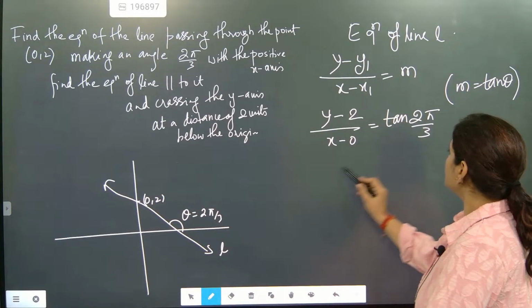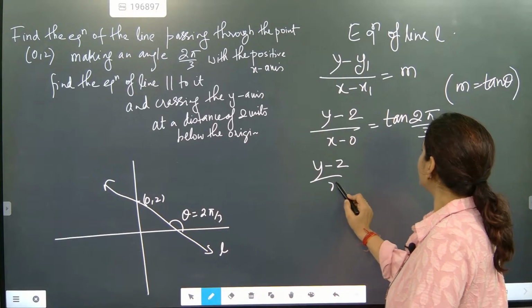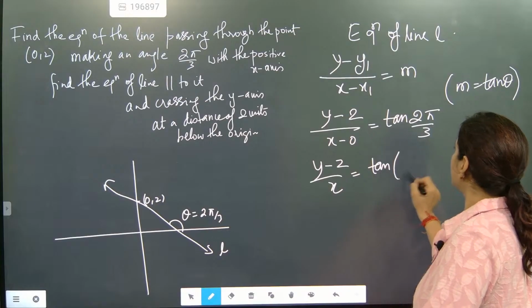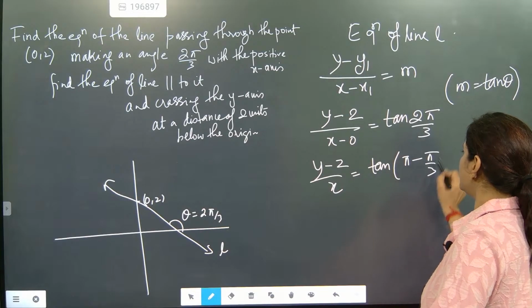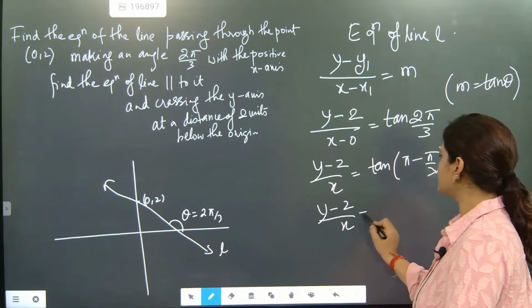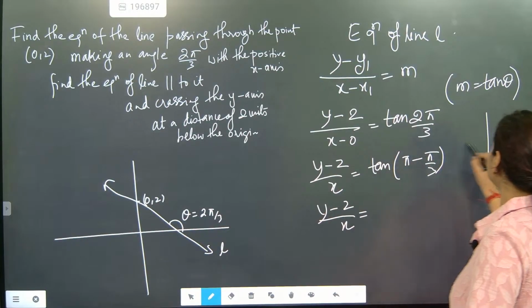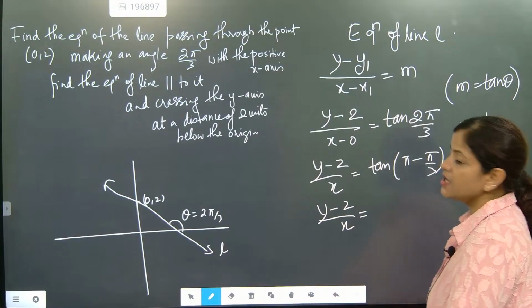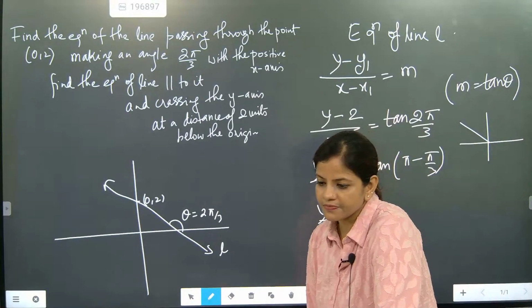Now look here. So y minus 2 by x is equal to tan of pi minus pi by 3. So 180 minus theta will come. y minus 2 by x is equal to tan of 180 minus theta. Which quadrant is it, beta? Second quadrant. Second quadrant is the 180 part.